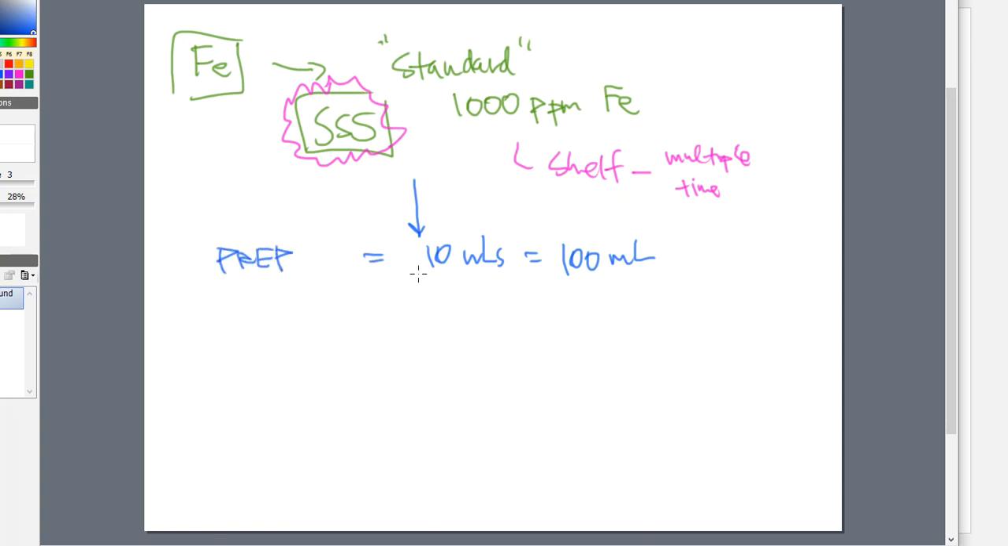That's what this is. So the SSS is going to get used, and it's going to prepare another standard, because this is still a standard. And the reason that I call this a standard is because it's just really my solvent, whatever the solvent might be, and iron. There's nothing else in it. There's no other analytes. There's no matrix. Nothing else. Nothing interfering. Just solvent and Fe. That's what it is.